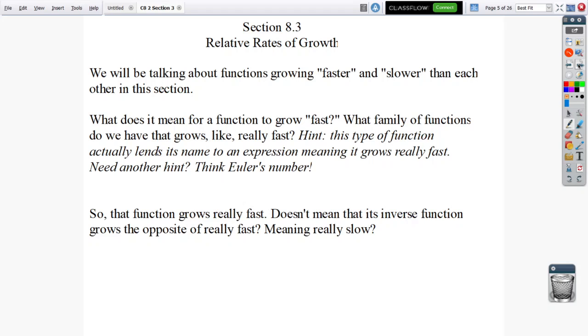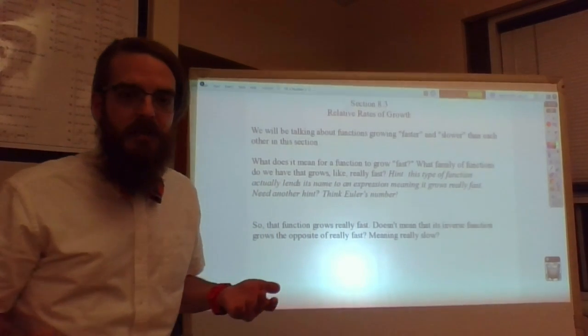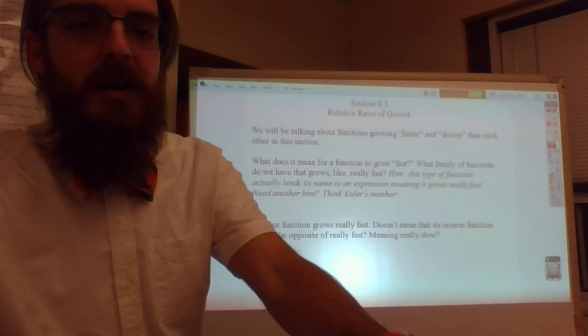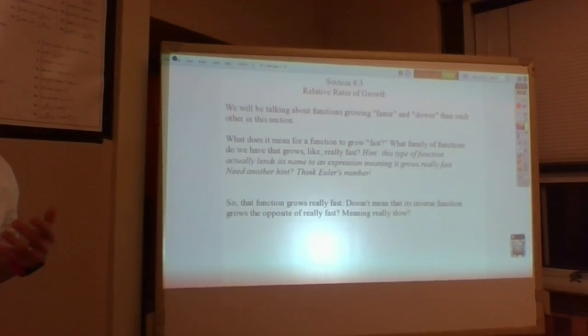What does it mean for a function to grow fast? What family of functions do we have that grows really fast? Hint, this type of function actually lends its name to an expression meaning grows really fast. Need another hint? Think Euler's number. So all of this sarcasm right here really would have lent itself to the in-person instruction a little bit better, but I guess we deal with what we have, right?